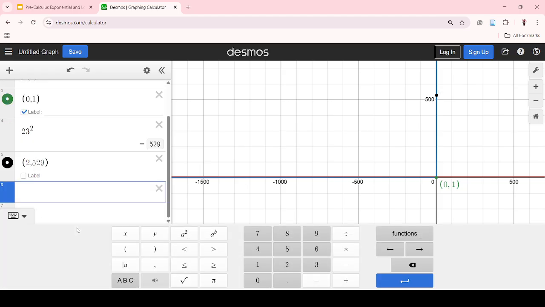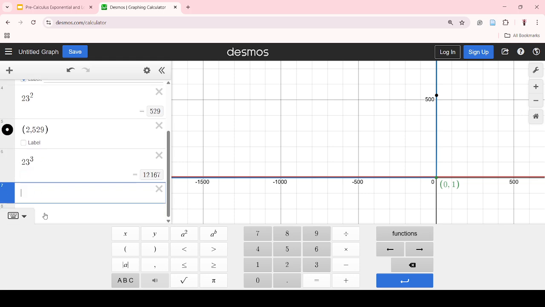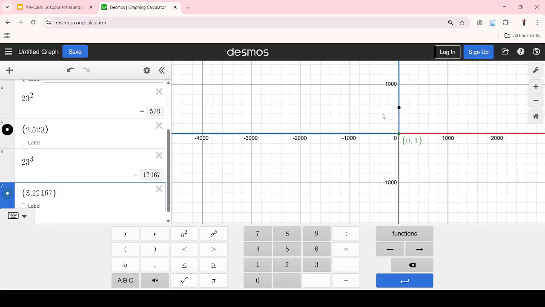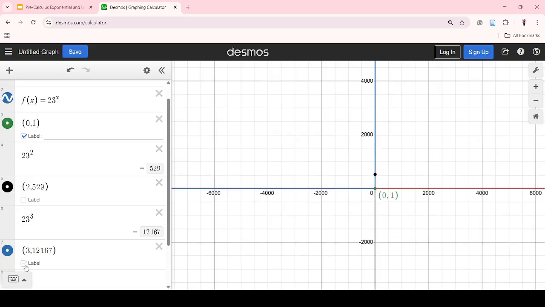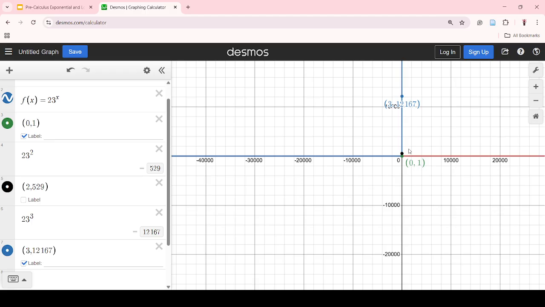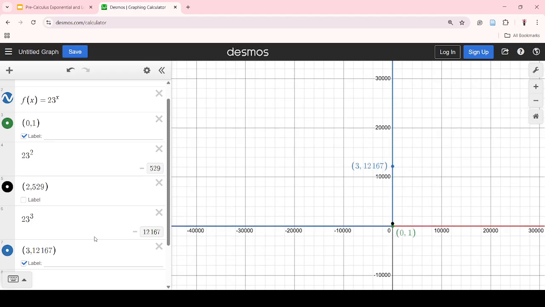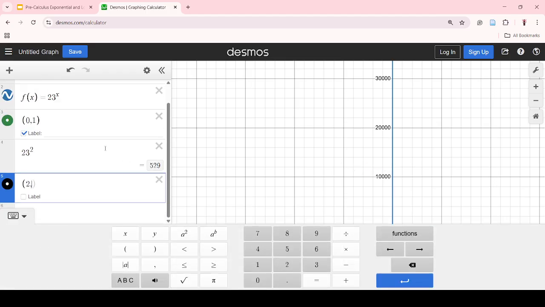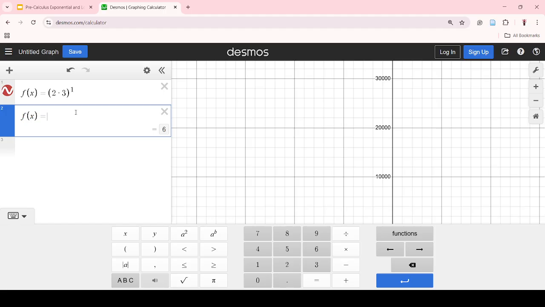And as we know, 23 to the third is 12,167. So the next point it would intersect on would be 3 and 12,167, which we can also see, which is right here. Let's do one more example of an actual exponential function. F of x is equal to, let's just say, 5 to the power of x. Well, let's do 10 to the power of x.